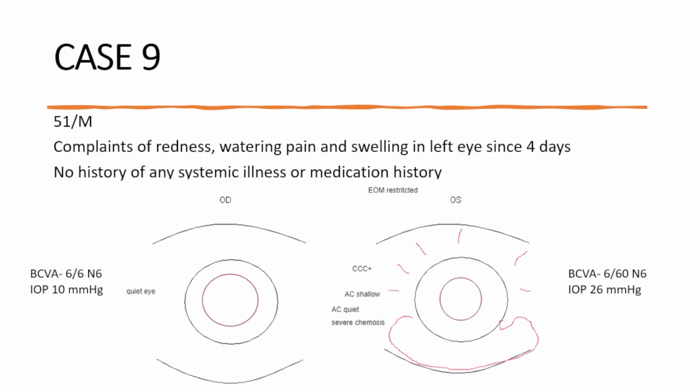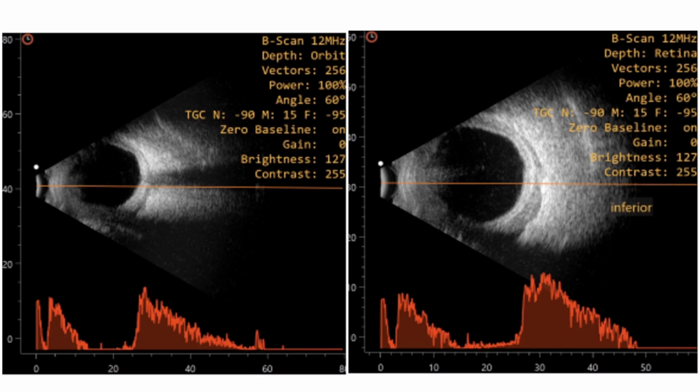The next case is of a 51-year-old male. The patient complained of redness, watering, pain and swelling in his left eye since 4 days. On presentation, there was corneal edema, and severe chemosis was there. The AC was quiet, but circumciliary congestion was present. Intraocular pressure was 26 millimeters of mercury, and best corrected visual acuity was 6/60 in his left eye.